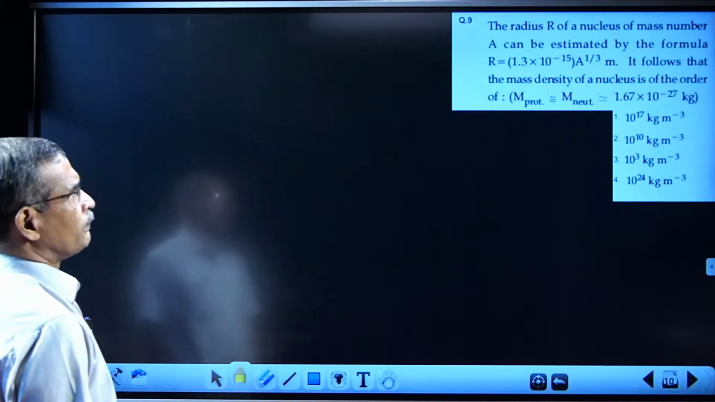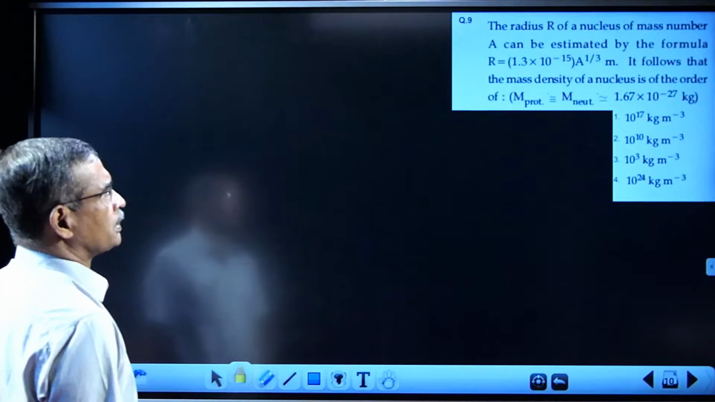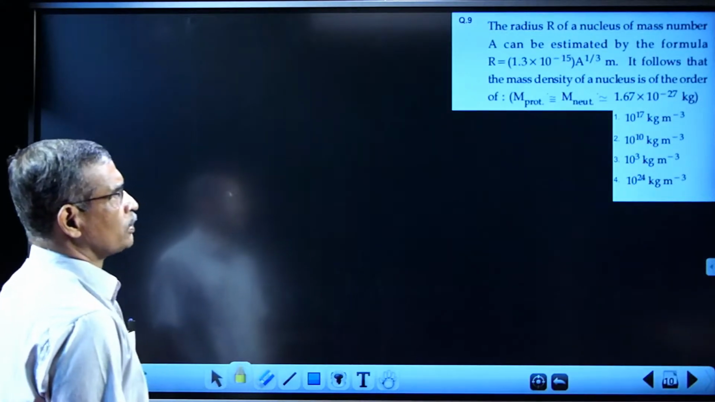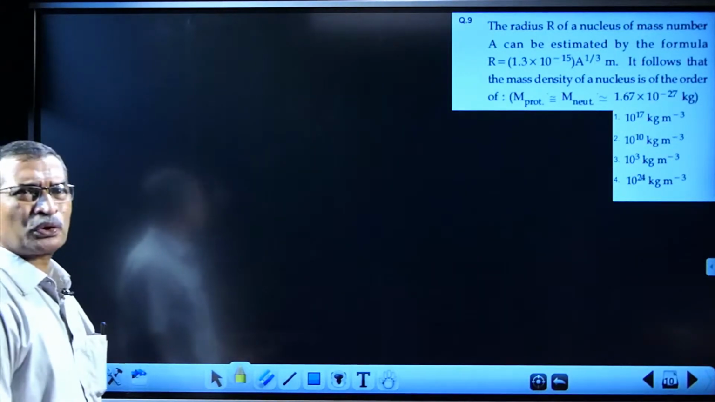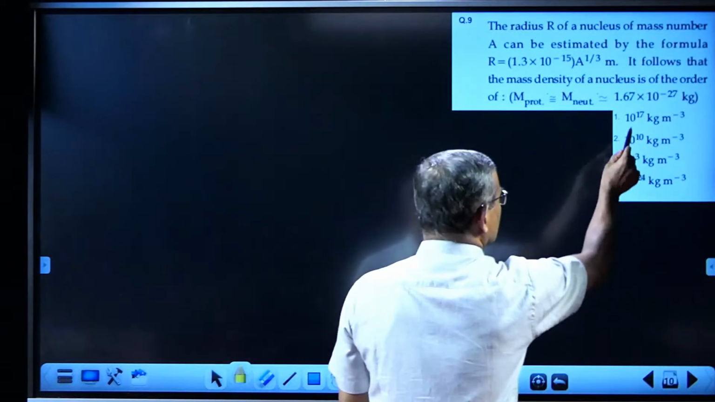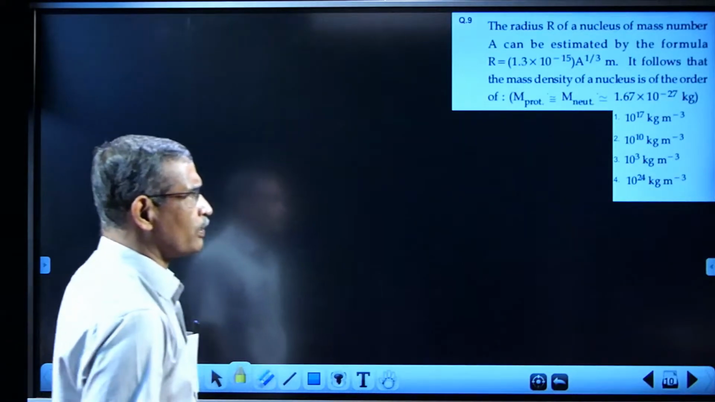The radius r of a nucleus of mass number A can be estimated by the formula. It follows that the mass density of the nucleus is of the order of... No need of doing the calculation. It is a known fact that if you look into the options, its value is equal to 10 raised to 17 kilogram per meter cube.